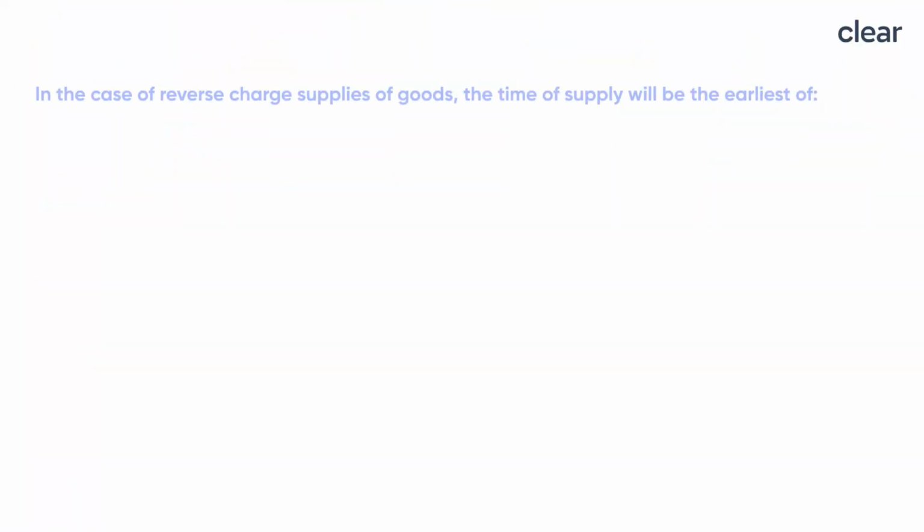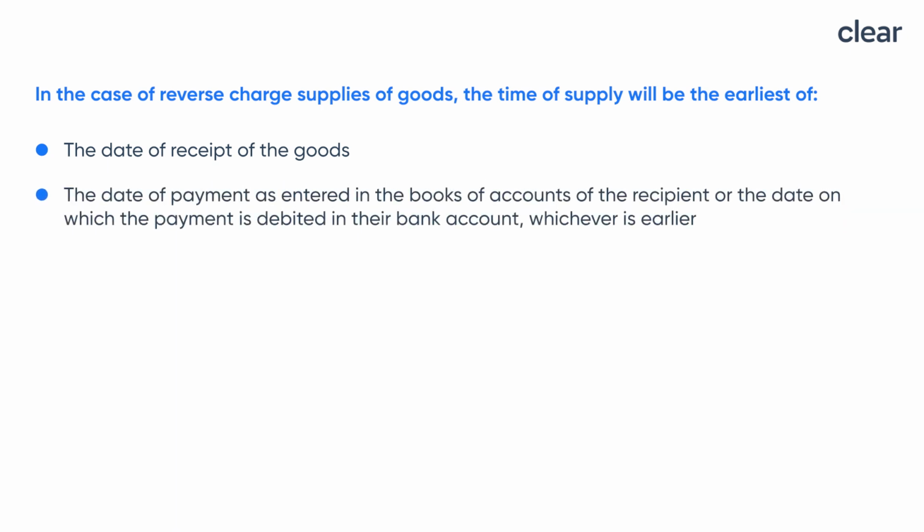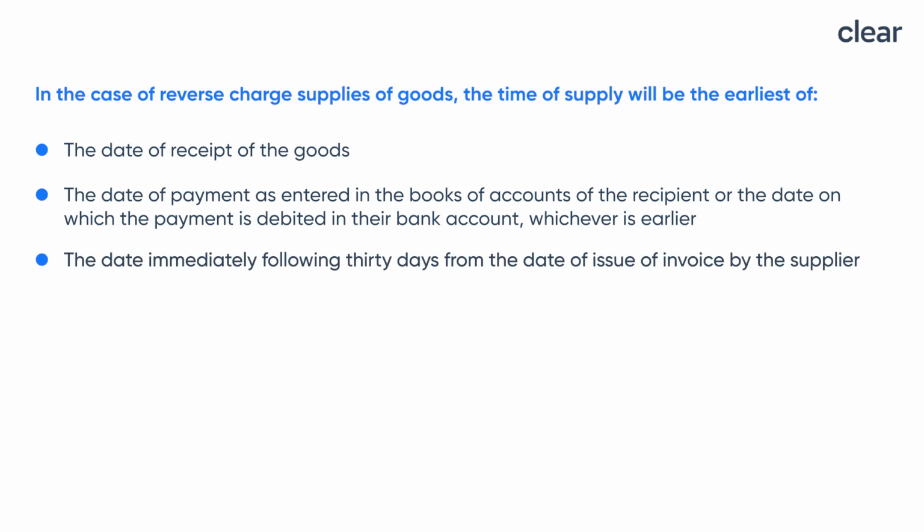The time of supply in the case of reverse charge supplies again varies for goods and services. In the case of reverse charge supply of goods, the time of supply will be the earliest of number 1, the date of receipt of goods, or number 2, the date of payment as entered in the books of accounts of the recipient, or the date on which the payment is debited in their bank account, whichever is earlier, or number 3, the date immediately following 30 days from the date of issue of invoice by the supplier.